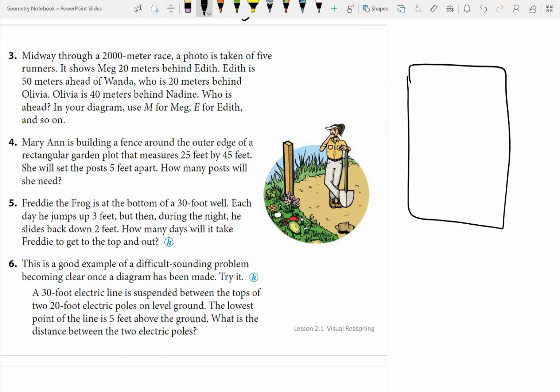Okay, so I have a rectangular garden plot that measures 25 feet by 45 feet. She will set the posts 5 feet apart. How many posts will she need?